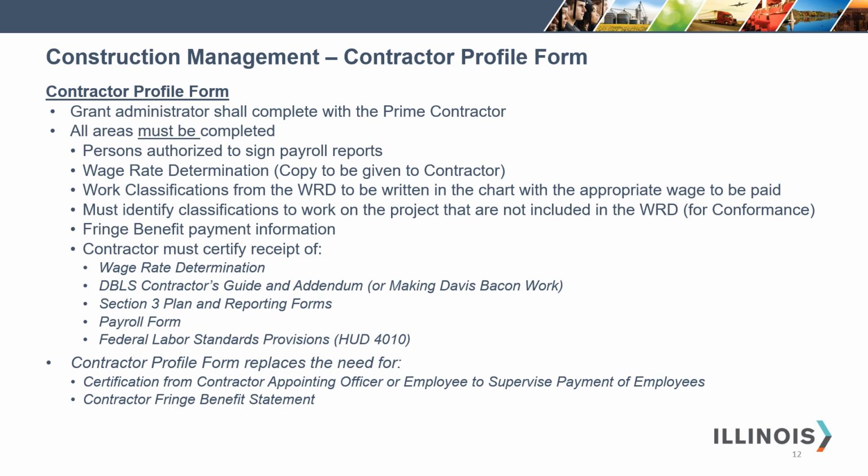4010. The contractor profile form replaces the need for the certification from the contractor appointing officer or employees to sign payment of employees. So again, if they list multiple persons who are authorized to sign the payroll, you won't have to get a new form signed if there is a change in the person authorized to sign the payrolls. And this also replaces the need for the contractor fringe benefit statement. Just make sure that the fringe benefit portion of this form is completed in its entirety.